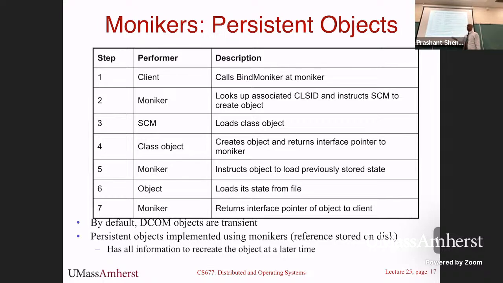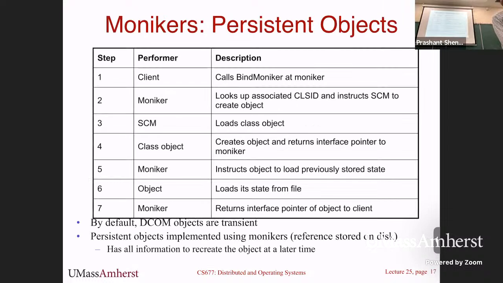Then you are going to make a request, because now you have recreated the object and its state, from the service control manager. So you have persistent objects similar to what EJBs have. That's the equivalent. Monikers are the equivalent of Enterprise Java Beans in the Java world.